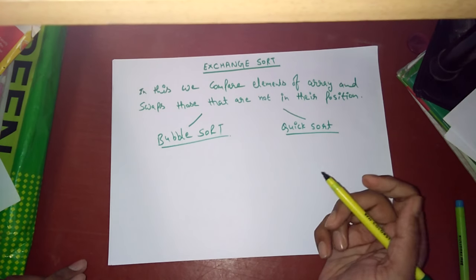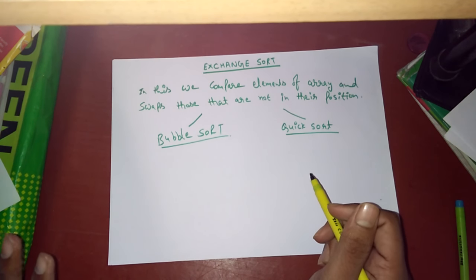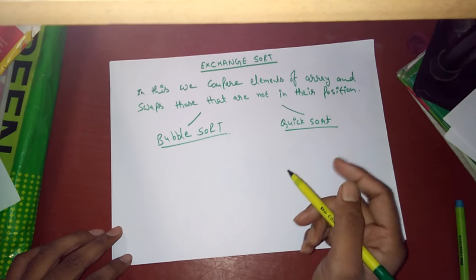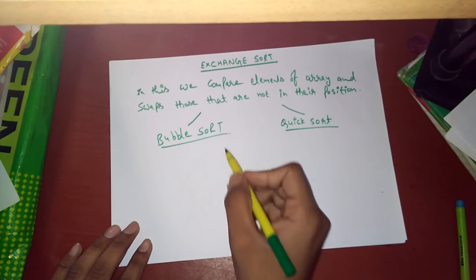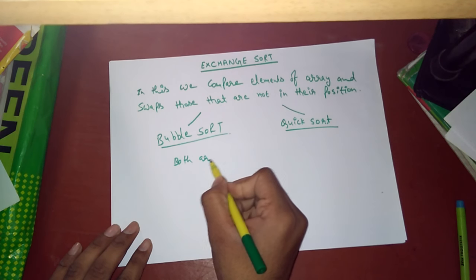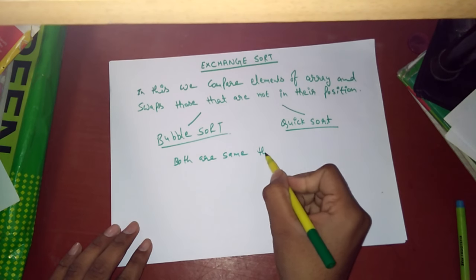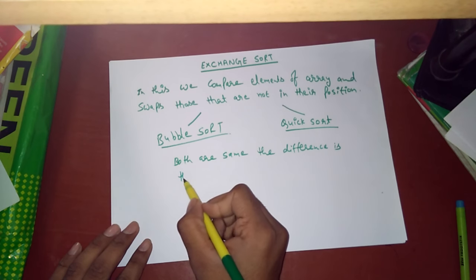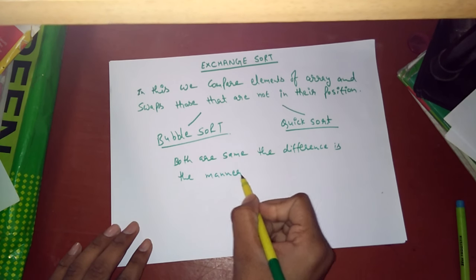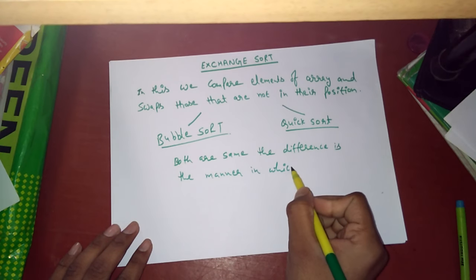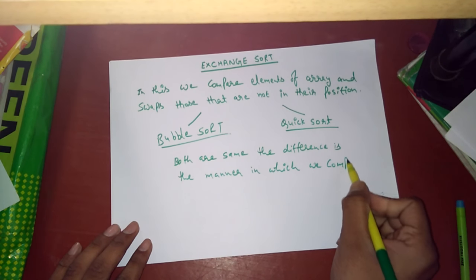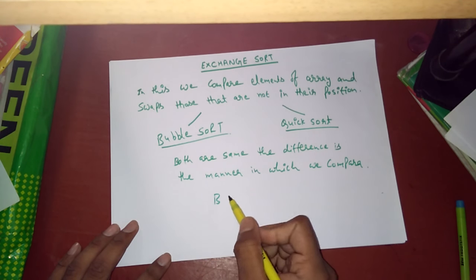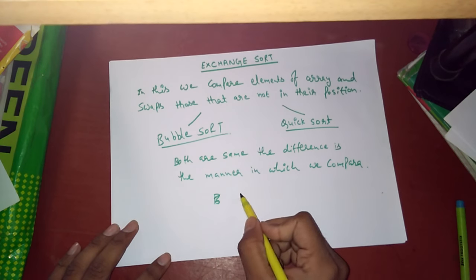Now what's the difference between them? Basically both are the same. The difference is only the manner in which they compare elements. Both are the same. The difference is the manner in which we compare. So let's get started with bubble sort. Sorry, let's get started with quick sort.